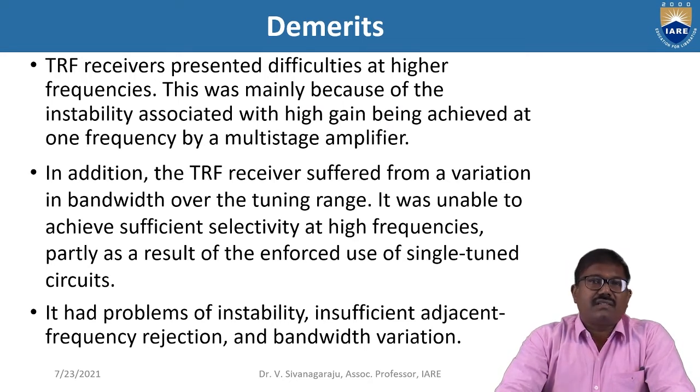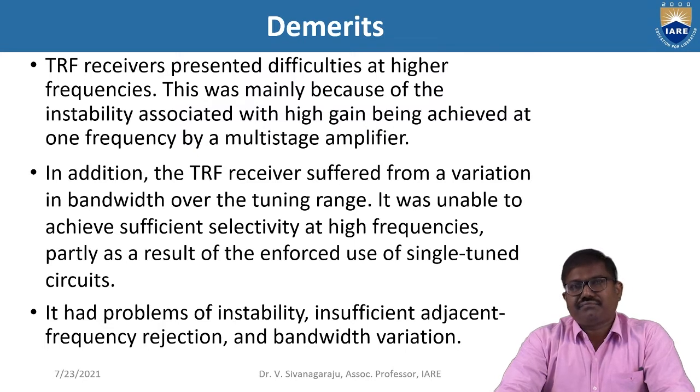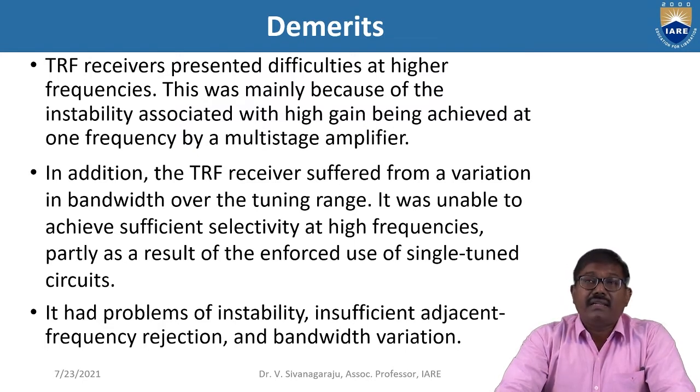And another one is that the TRF receiver suffered from a variation in bandwidth over the tuning range. So this is another demerit, which we can simply call bandwidth variation over the tuning range. So it was unable to achieve sufficient selectivity at high frequencies. This is the very important drawback of the TRF receiver. That is, it has very poor selectivity.